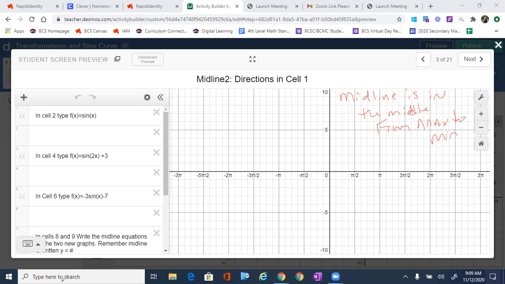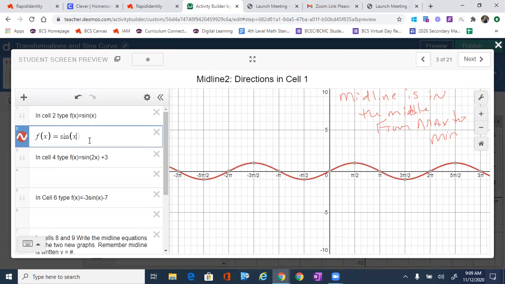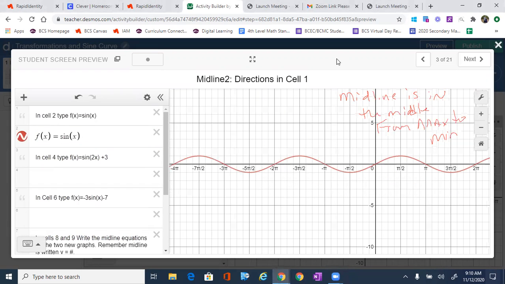All right, so let's go ahead. We're going to type in a couple equations and see if we can see the relationship here. So if I was to type in f of x equals sine x, you'll notice that graph shows up. And we're going to be looking from the middle. If we look for the midline, and the midline is from the top to the bottom, well, all I got to do is say that is somewhere in the middle. And you'll notice there's a line right here that divides it right in the middle. That is going to be our midline.